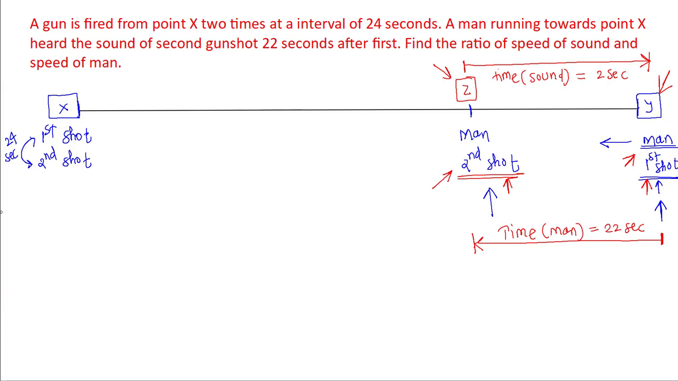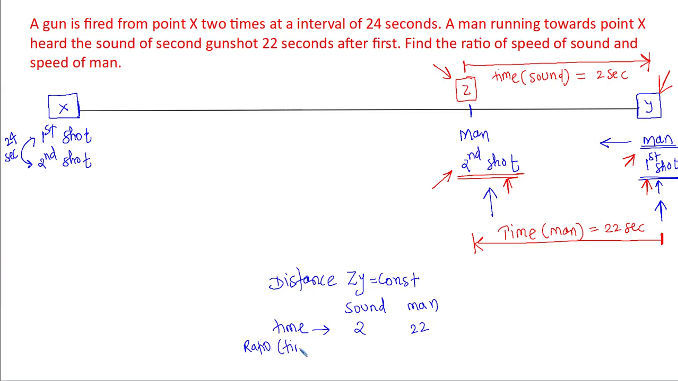Over here what we can observe is that the distance ZY is constant. Now let's take sound and man. The time taken by sound to travel distance ZY is how much? 2 seconds. And the time taken by the man to travel distance ZY is how much? 22 seconds. So the ratio of time taken is 1:11.